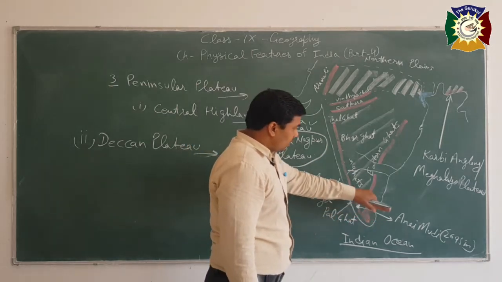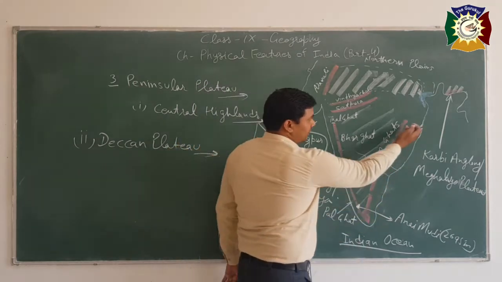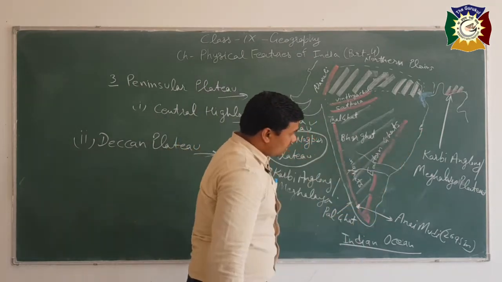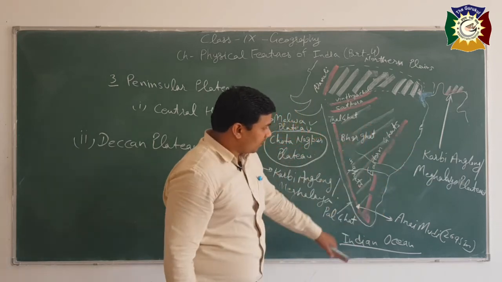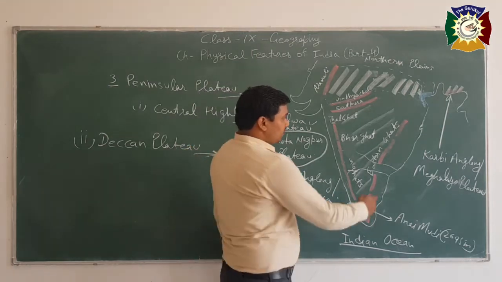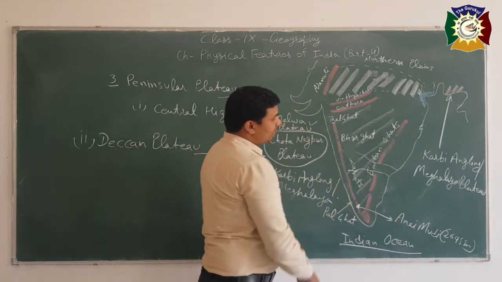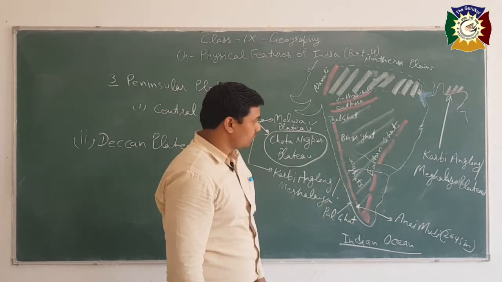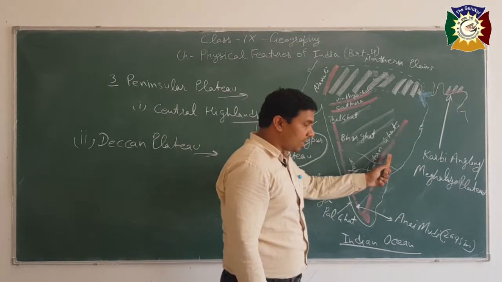And about the Eastern Ghats, as you can see here, wide gaps lie in the Eastern Ghats, and their average height is much less than the Western Ghats. Western Ghats की height ज़्यादा है और Eastern Ghats की height कम है.